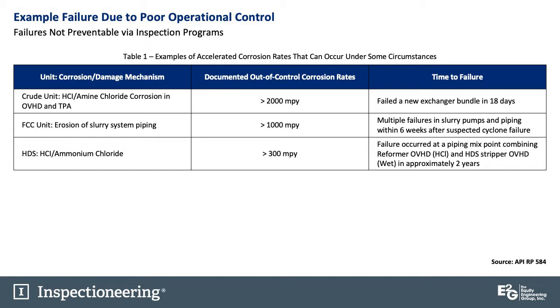First one is a crude unit overhead, and it was an amine chloride salt corrosion failure in an exchanger bundle. In fact, the first bundle was replaced. Good failure analysis was not done. A new bundle was installed and failed in just 18 days. Now, those of you refiners that run fracked crudes might be familiar with a unique problem that the industry has with fracked crudes, and that is tramp amines or H2S scavengers coming in with the crude. And when that happens, those tramp amines, those H2S scavengers, can form amine chloride salts in the crude unit overhead.